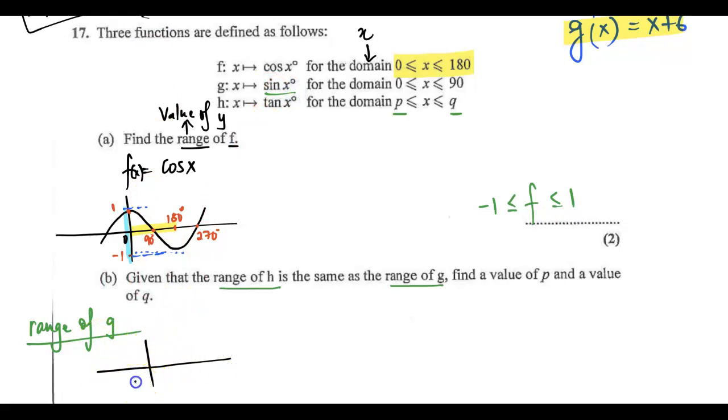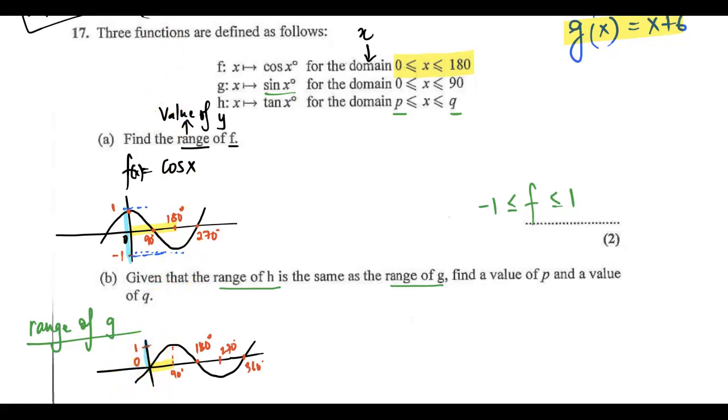The sine graph is basically sin 0 = 0, so it's going to pass like this. Let's label the points: 0, 90 degrees, 180 degrees, 270 degrees, 360 degrees, and so on. The domain is just 0 to 90 degrees, so we just have to focus on this region. Here we have 90, which points to 1. Our range is nothing but the value of y, so it is 0 to 1.